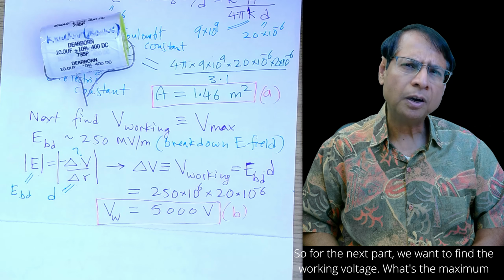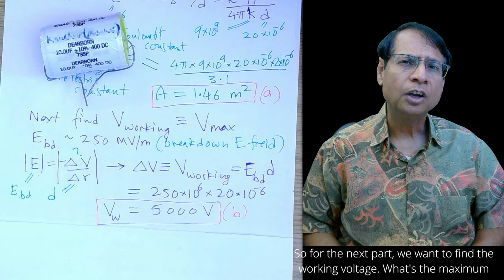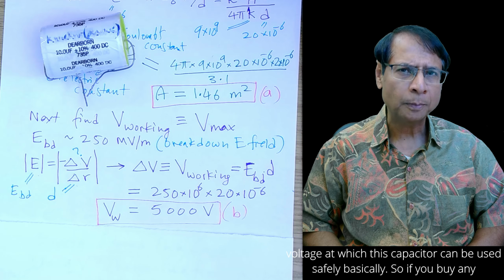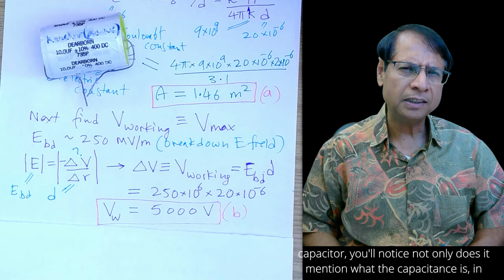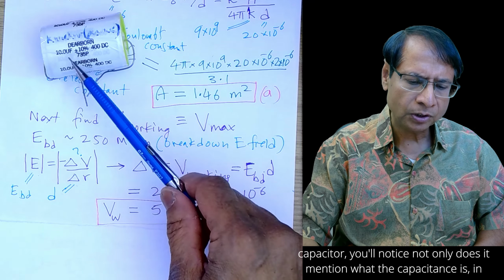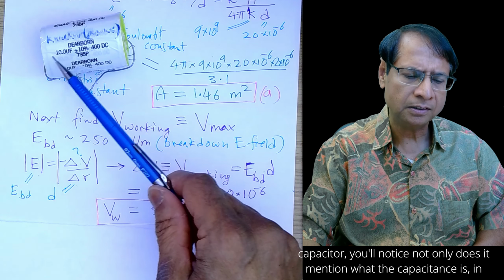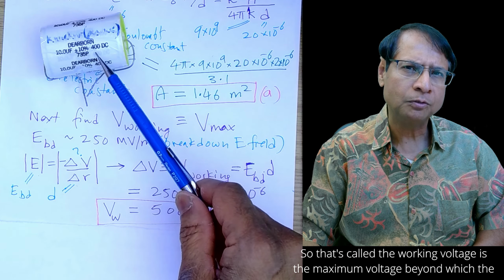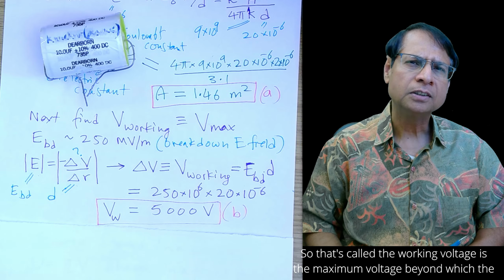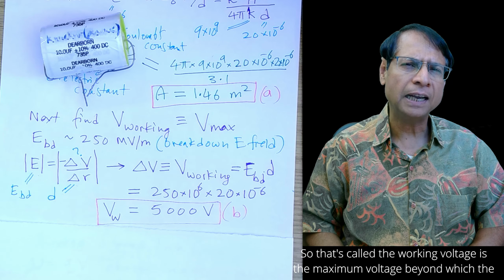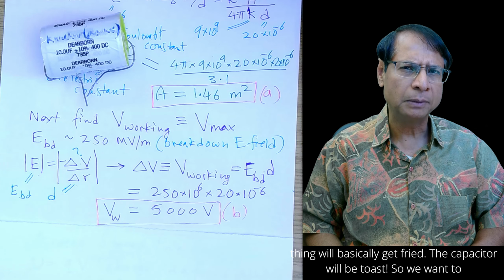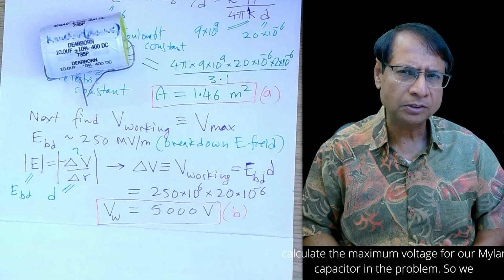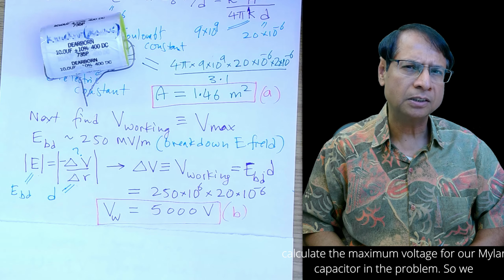So for the next part, we want to find the working voltage. What's the maximum voltage at which this capacitor can be used safely, basically. If you buy any capacitor, you'll notice not only does it mention what the capacitance is, in this case 10 microfarad, it also mentions the maximum voltage, 400 volt. So that's called the working voltage, the maximum voltage beyond which the thing will basically get fried. The capacitor will be toast. So we want to calculate the maximum voltage for our Mylar capacitor in the problem.